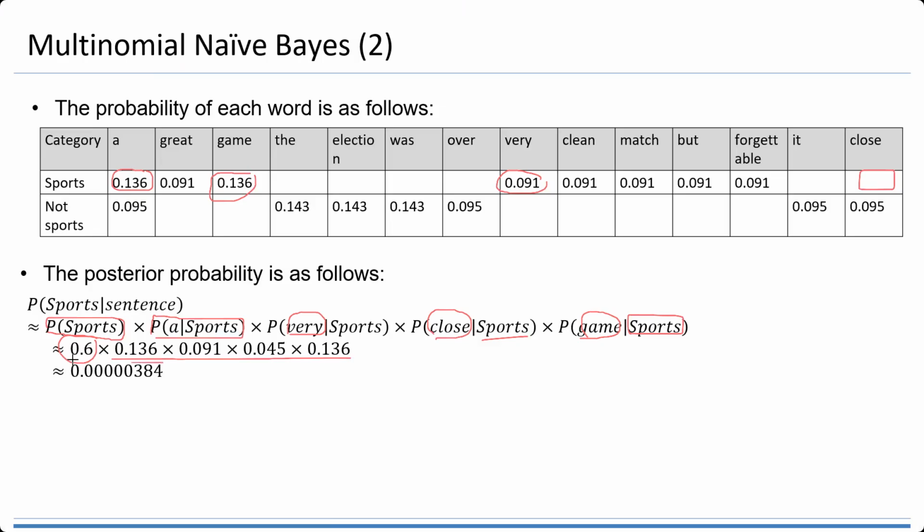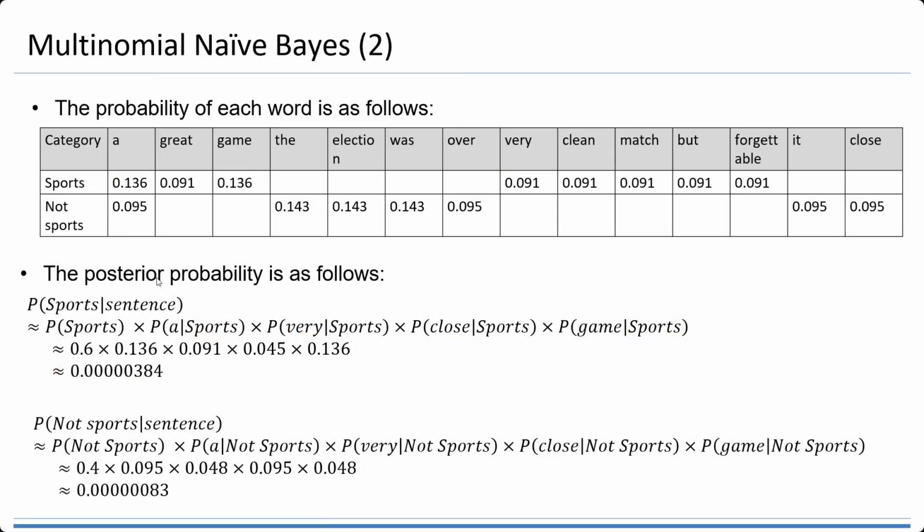And after that, you will get a value. This is the probability if we want to see the words "a very close game" and it is belonging to sports; the probability is this one. Now let's check: what about if the sentence belongs to not sports?